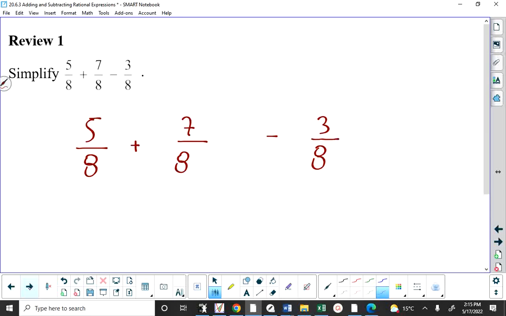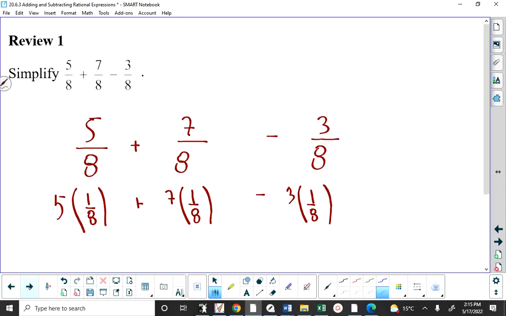And you don't have to write this. But 5 over 8 is 5/8. And 7 over 8 is 7/8. And 3 over 8 is 3/8. And I've used this analogy enough that it should make sense to you. First of all, that's no different than 5x plus 7x minus 3x. It's no different than 5 kittens plus 7 kittens minus 3 kittens.